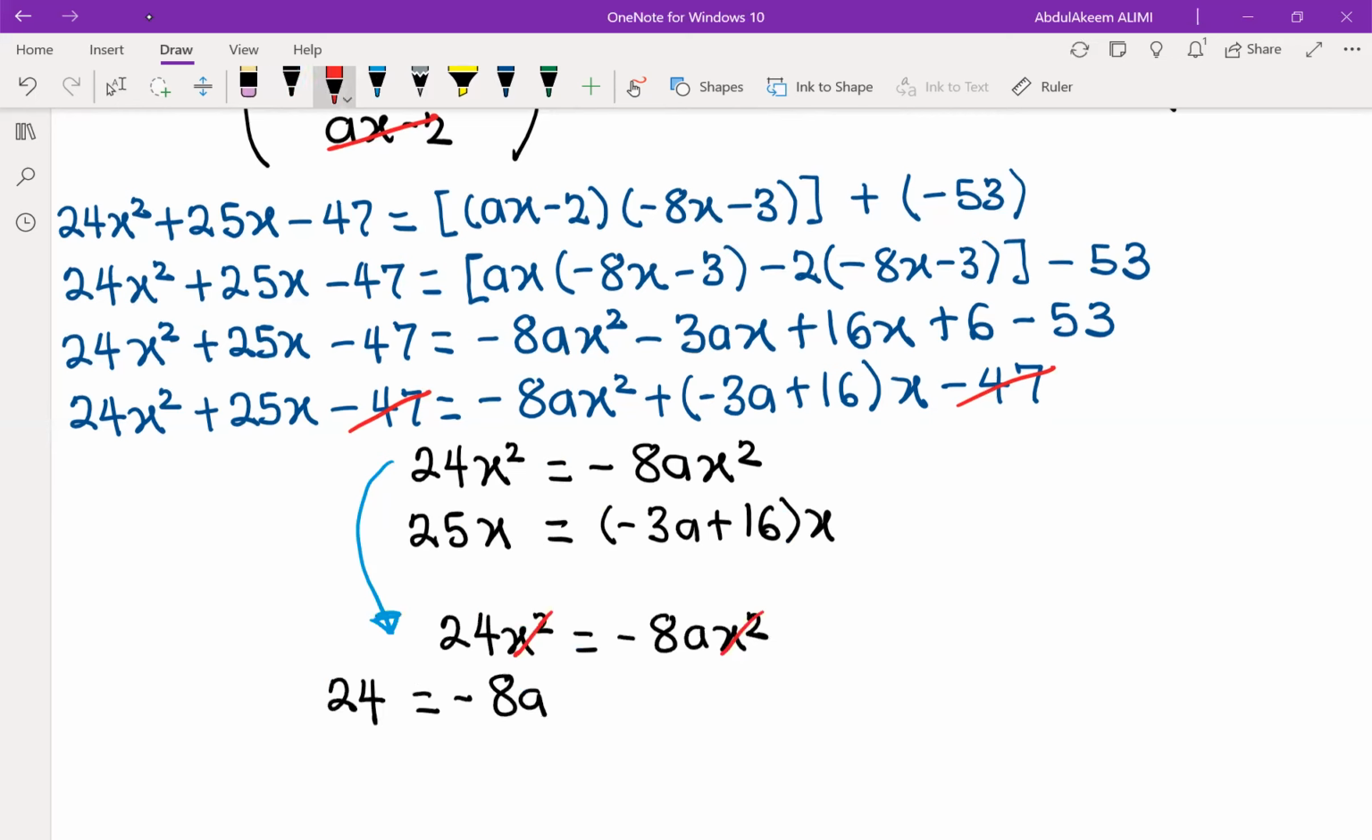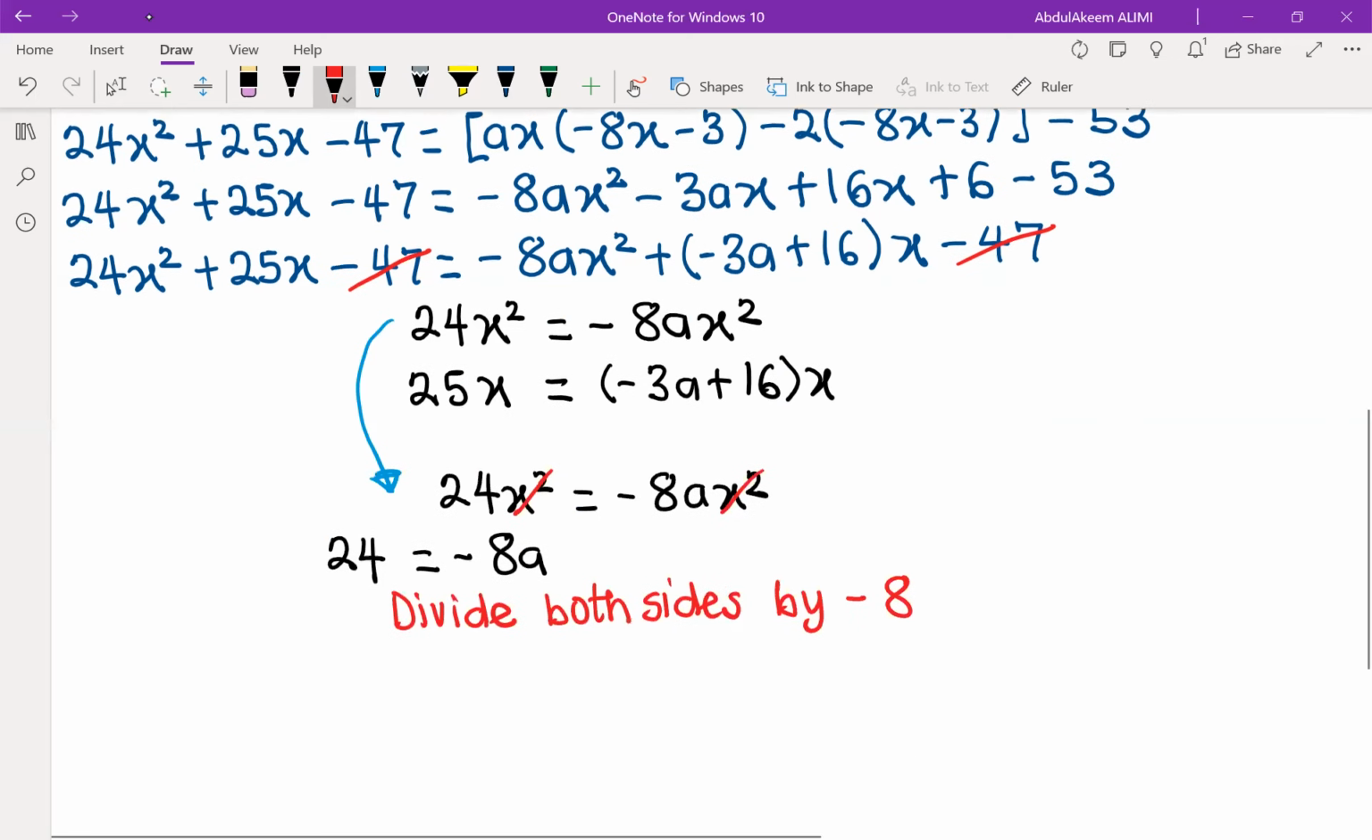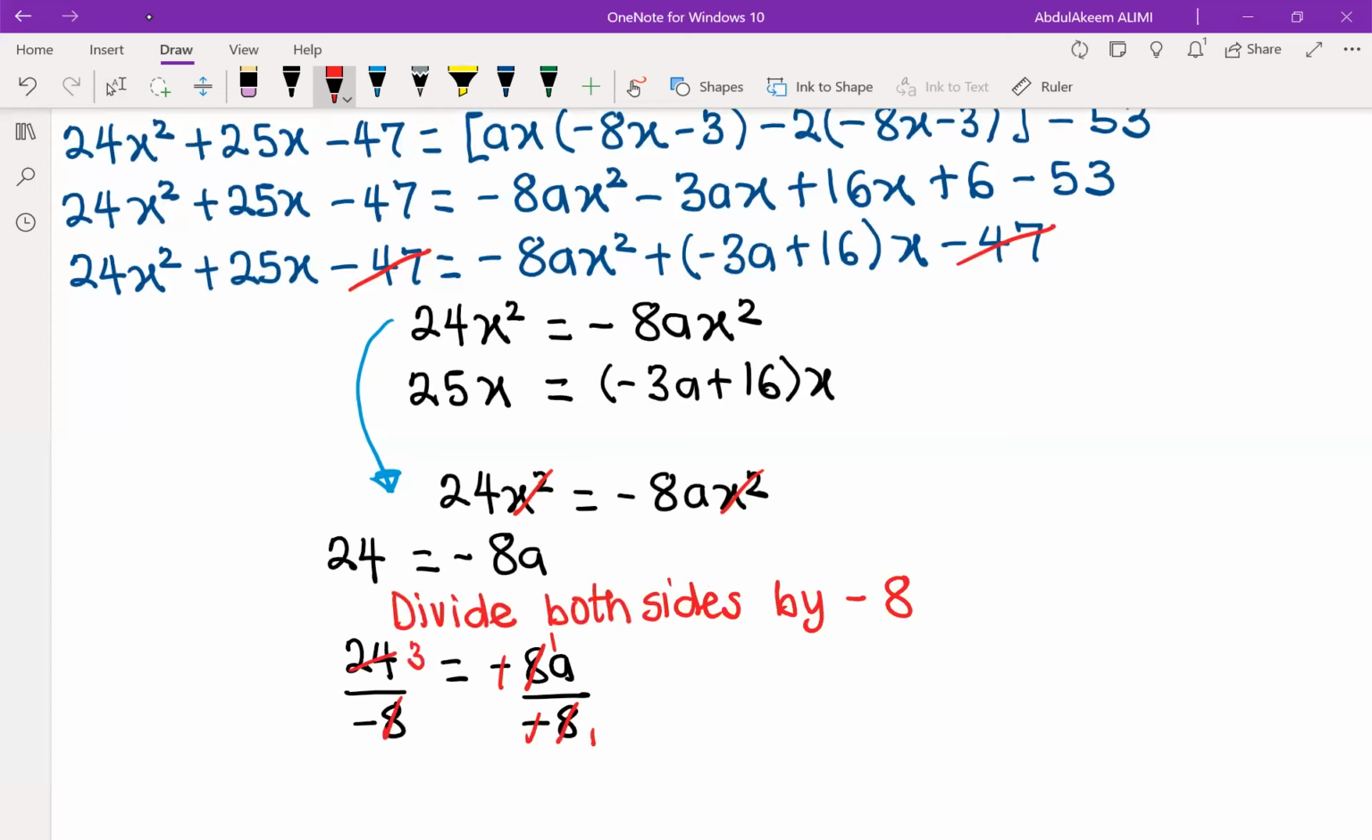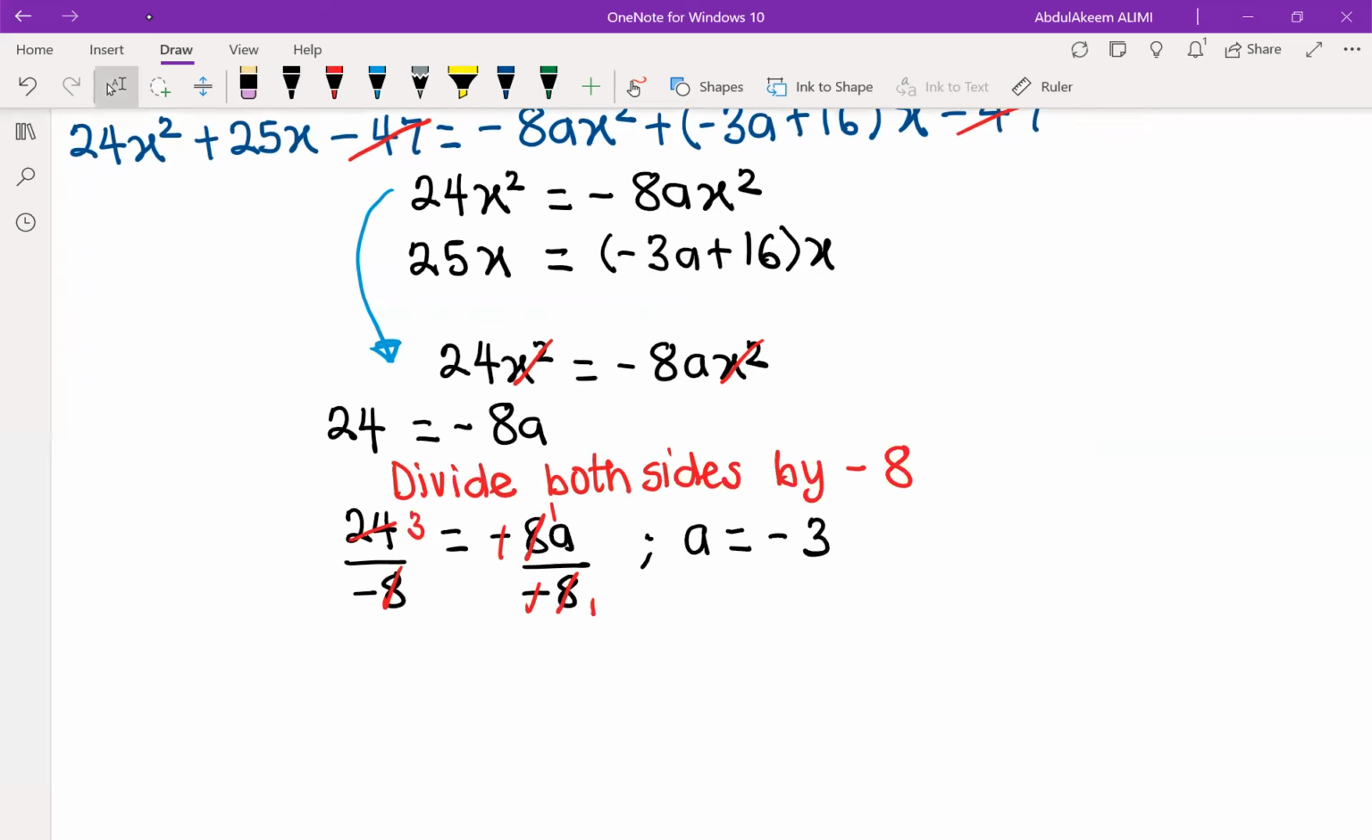So the next thing I'm going to do is divide both sides by the coefficient of a, since we are looking for a. The coefficient of a there is minus 8. So this will give me 24 divided by minus 8 equals minus 8a divided by minus 8. The 8 will cancel the 8, and 24 divided by minus 8 is minus 3. So my a will become minus 3. I've been able to establish the value of a for the first one.